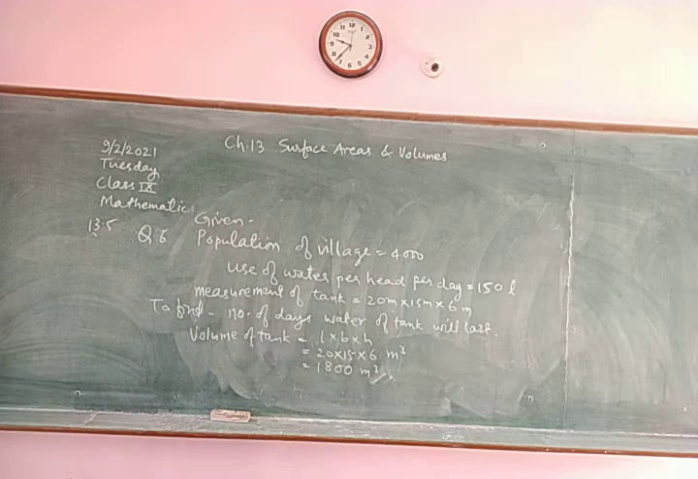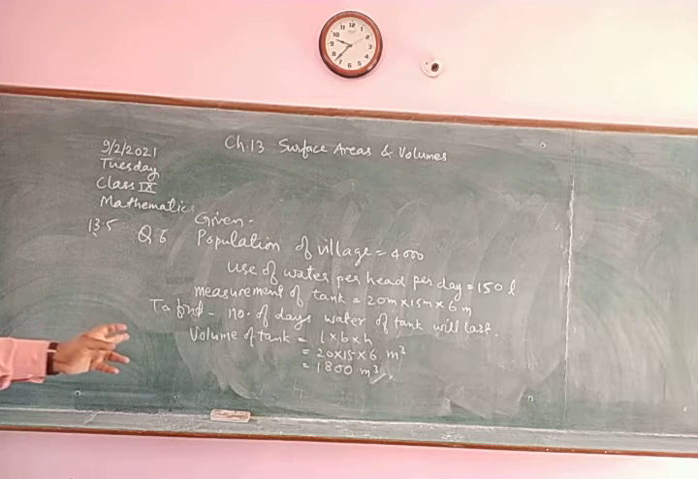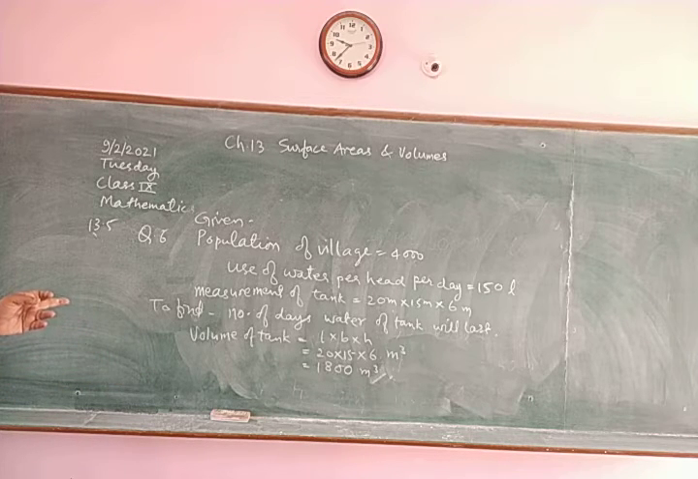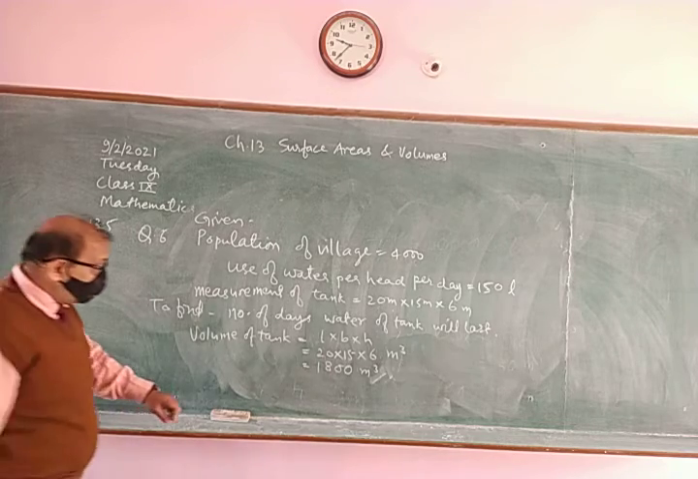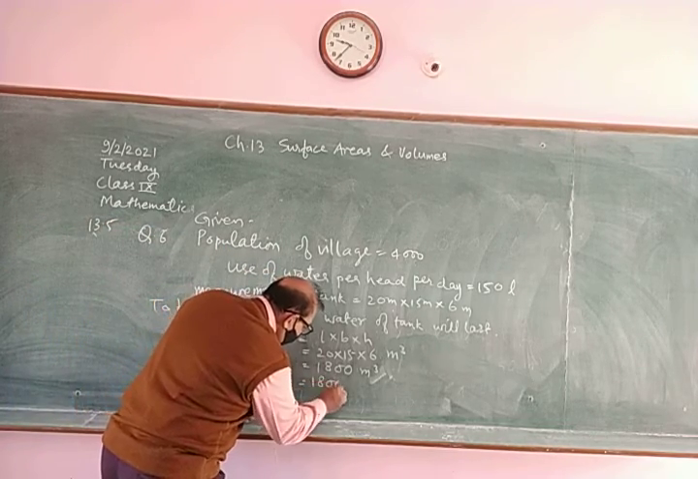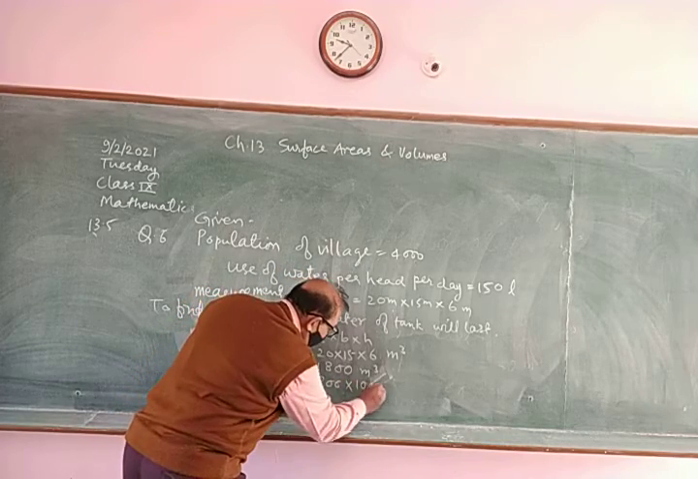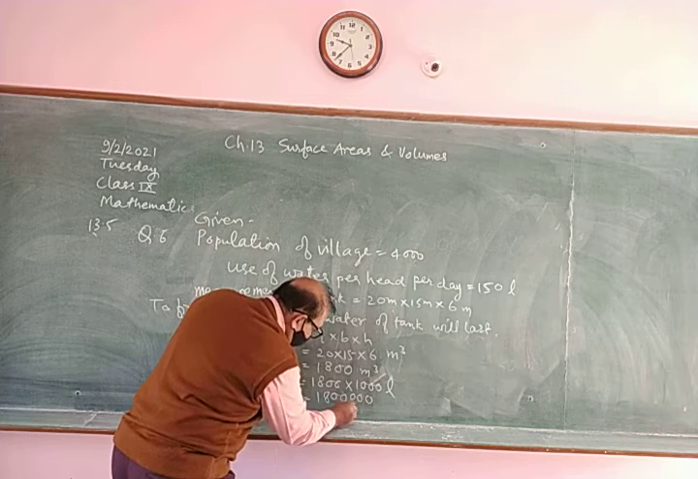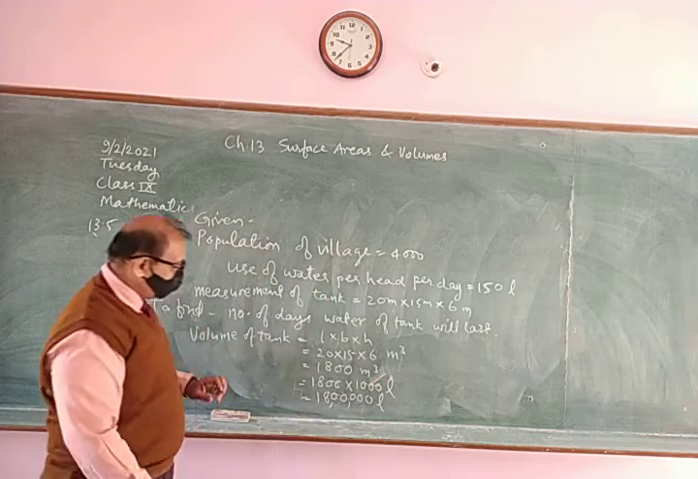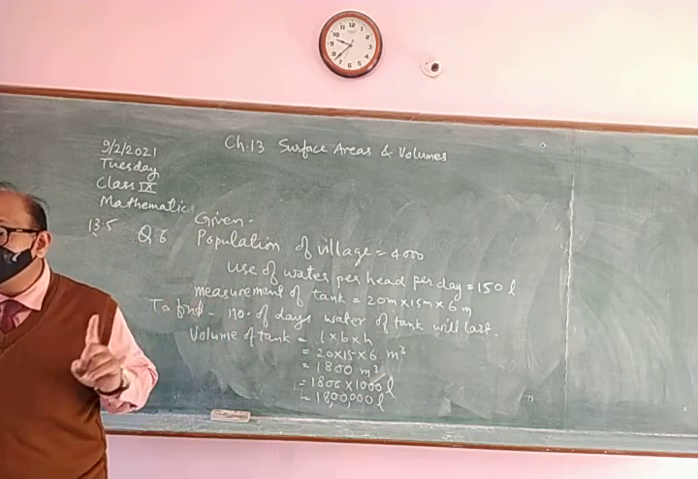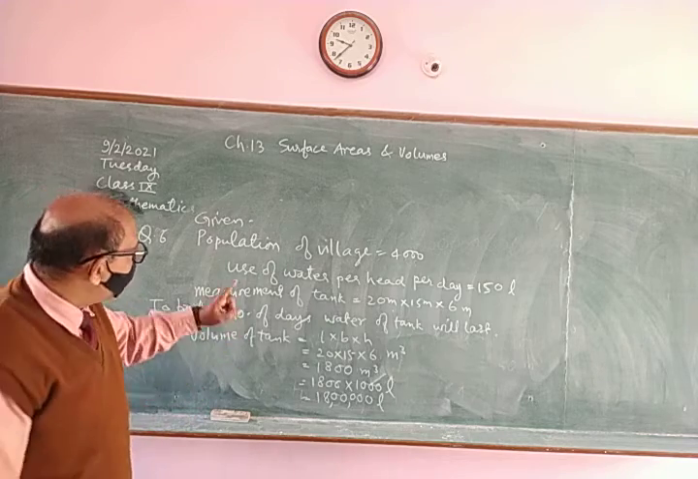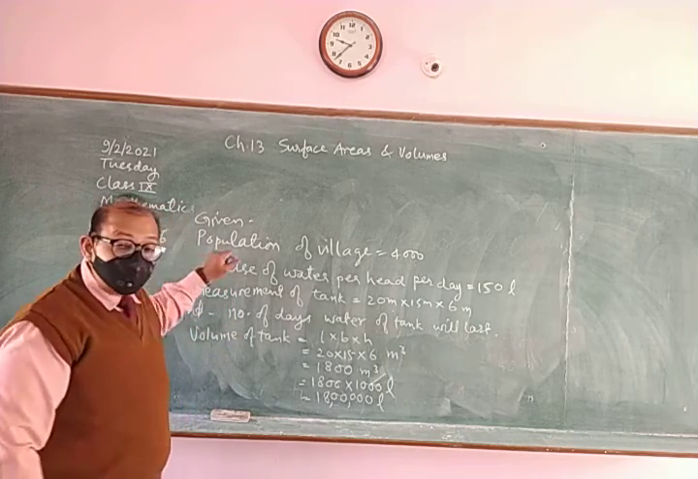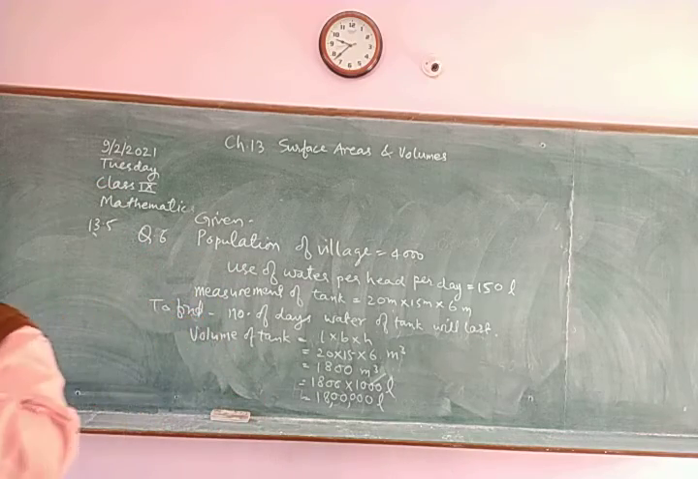Now listen. What is given? That the use of water per head per day is 150 liter and our volume is in cubic meter. So we will convert it into liter. So 1800 into 1000 liter, 18 lakh liter. This is the volume of the tank. Now we find the use of water by the village per day.